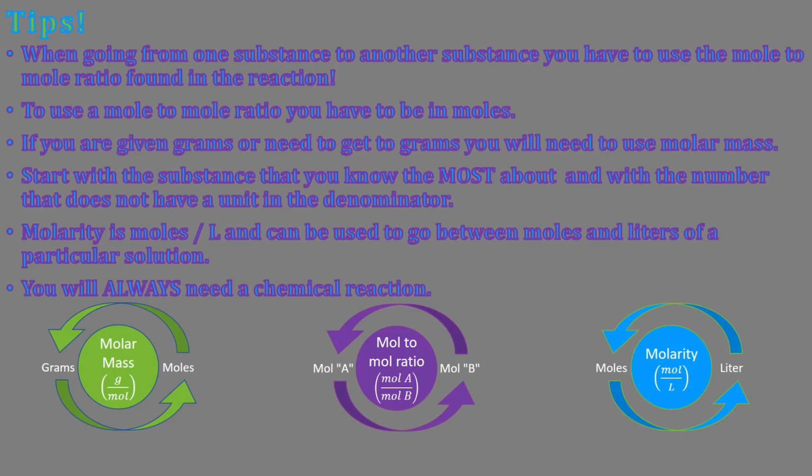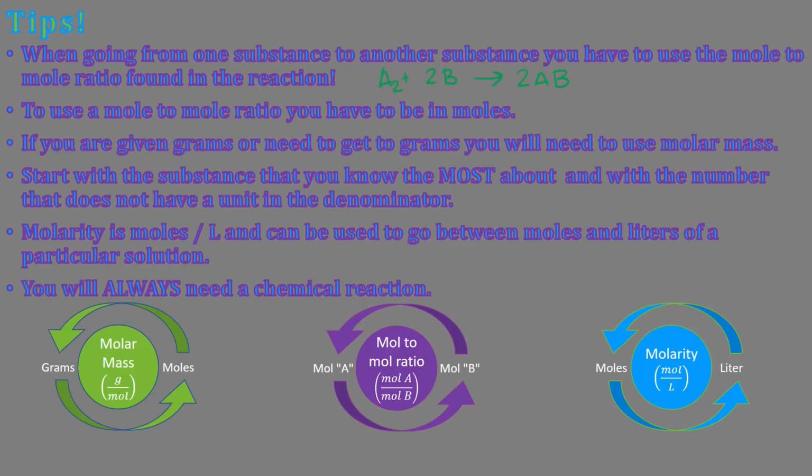All right. So when you're going from one substance to another substance, you have to use the mole to mole ratio found in the reaction. So for all of you, it's been a while. If this is my reaction, what would that be? 2AB.